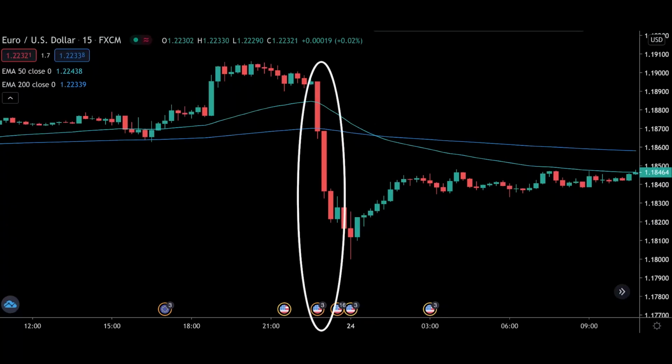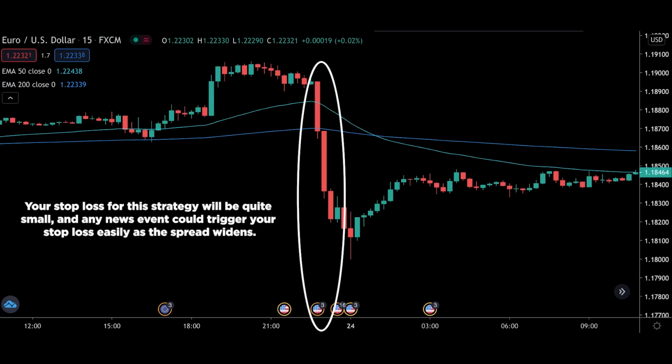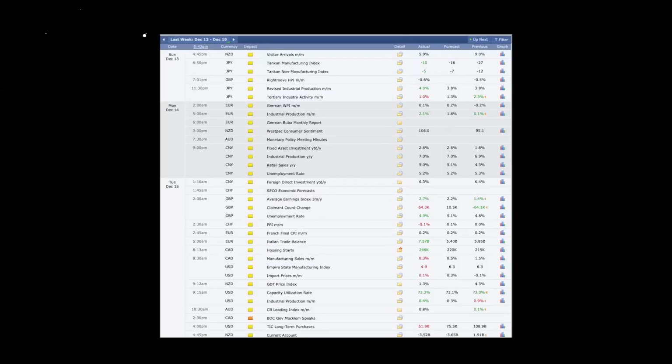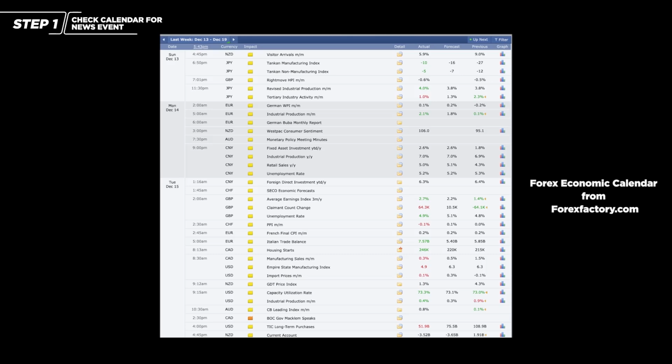Because this is a scalping strategy, it is very important to make sure that you are not trading into a news event. Your stop loss for this strategy will be quite small, so any news event could trigger your stop loss easily as the spread widens. For this reason, this is the first step of the strategy, checking whether there is any upcoming news event. You do this by using a Forex economic calendar. Many websites offer this, but I personally like the one at forexfactory.com.